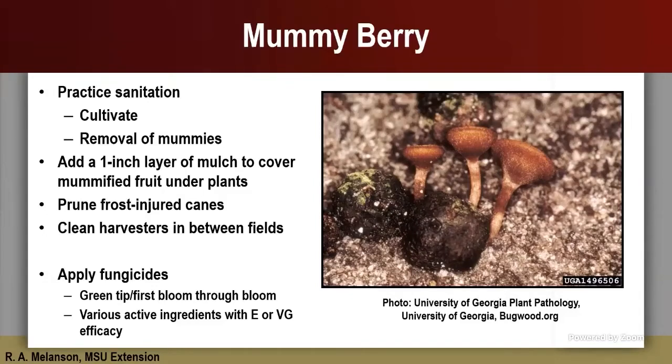So pruning frost injured canes can also be useful. And harvesting equipment can spread the pathogen from infected fields to non-infected fields. So if you have multiple fields and you know some of them are infected or have mummy berry in those fields, you want to clean the harvesters in between those fields and make sure that you're not trying to spread the pathogen there.